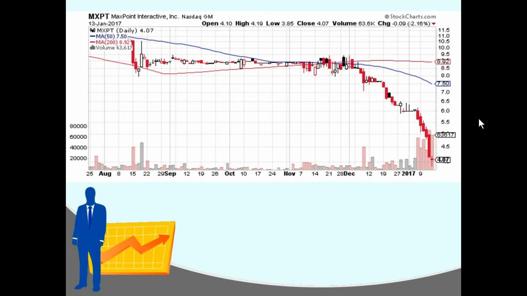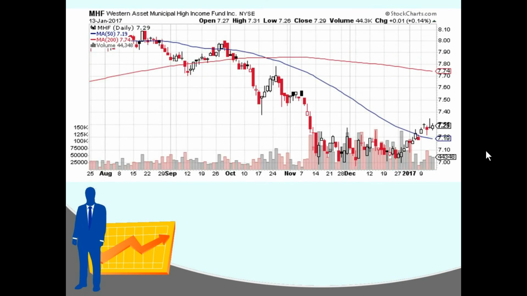Here's another example, MXPT, and I don't know if you could see it, it might be hard to see, but there's a death cross right here. The 50-day moving average crossed below the 200-day moving average right here, and as you can see, if you had exited your long position, you would have saved yourself from a lot of downward price movement, a lot of financial loss there. And here's MHF, another death cross right there, and if you had exited your position when the death cross occurred, you would have prevented a lot of financial loss from here all the way down to here.